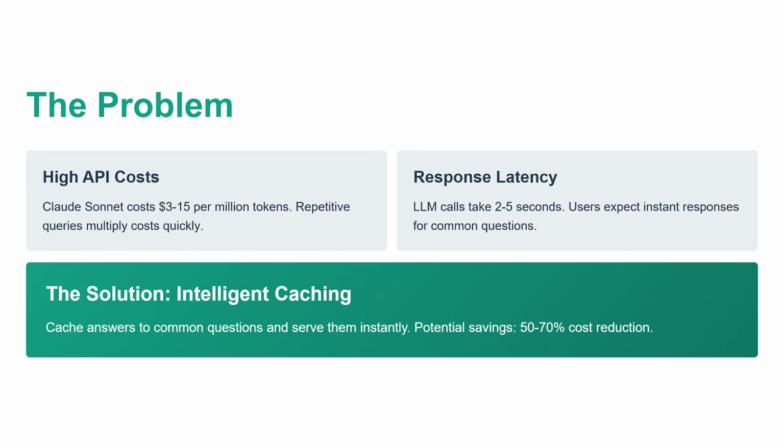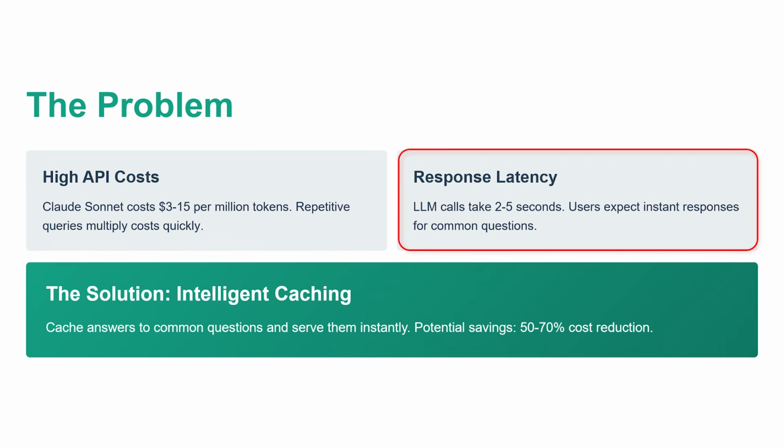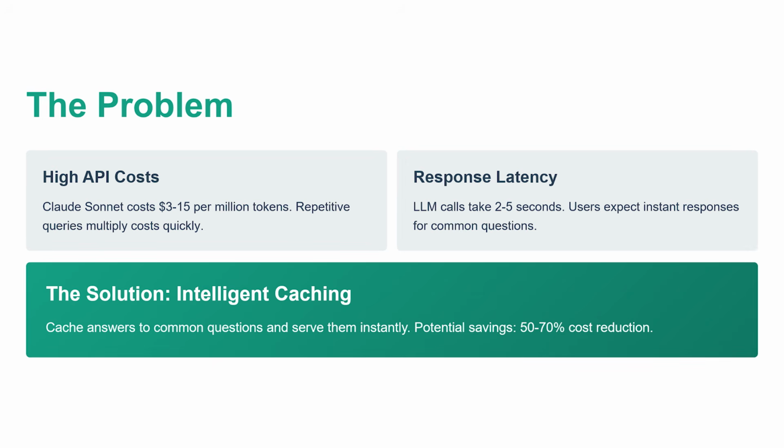And that is just the money part. LLMs are also slow. They take somewhere between 2 to 5 seconds just for the model response. And that is before you add tool calls or database queries or whatever else your system needs to do in the backend. Meanwhile, your users are sitting there expecting instant answers, especially for questions they know other people have probably already asked. So the fix is actually pretty obvious when you think about it.